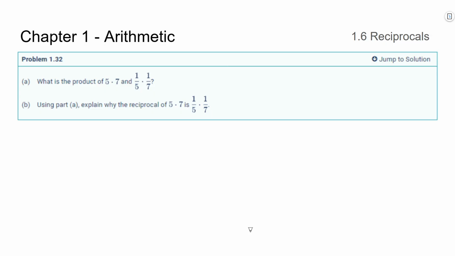All right, so now the next one. What's the product of 5 times 7 and 1 over 5 times 1 over 7? And using part A, explain why the reciprocal of 5 times 7 is 1 over 5 times 1 over 7. All right, getting a little bit more tricky now, but still, you should be able to do this. Go ahead and give this a shot.